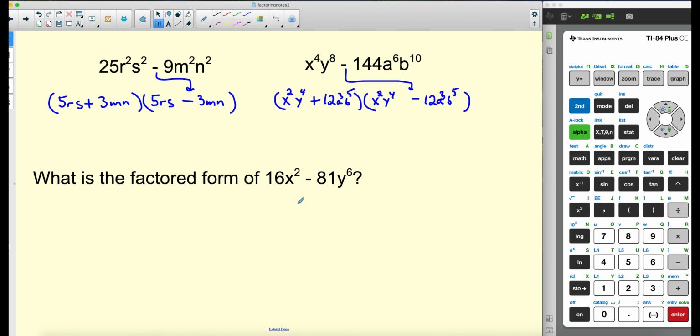Now, this is an example. This is the last one, guys. And this is so easy, it's insane. Here it is on the Regents right here. It's a perfect example of a part 1 question on the Regents, or it could also be a part 2. It says, what is the factored form of 16x squared minus 81y to the 6th. Notice they did not say factor the perfect square or factor the difference of 2 squares.